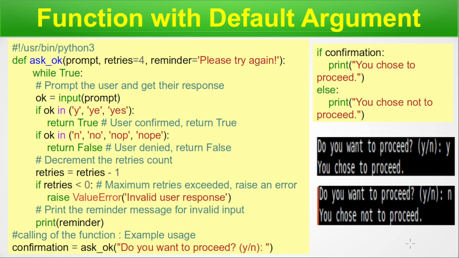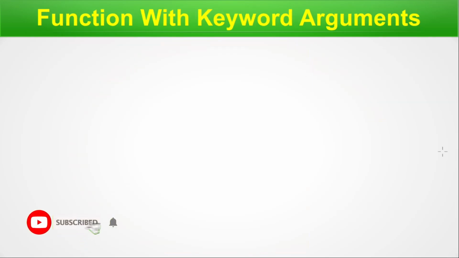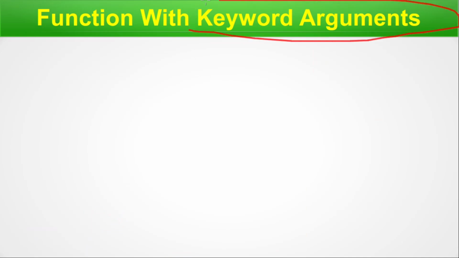We are done here. Let's move on to the next slide. So here we will talk about function with keyword arguments. This is another thing that is available in Python. We will talk about the keyword argument, so you will understand how it functions. We'll make you understand this thing with a code. So let us start our code.